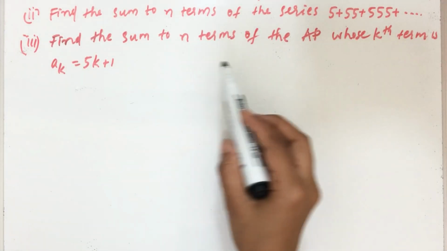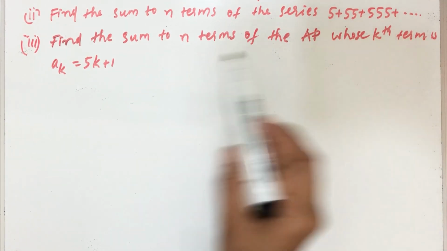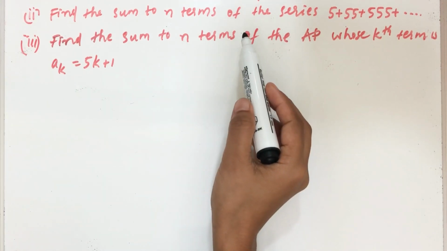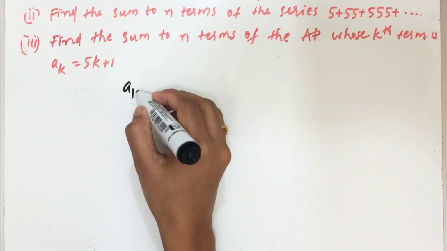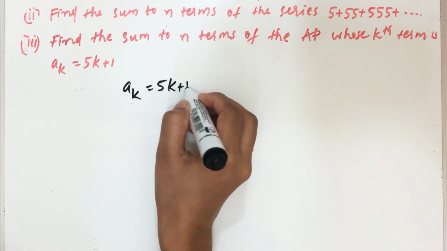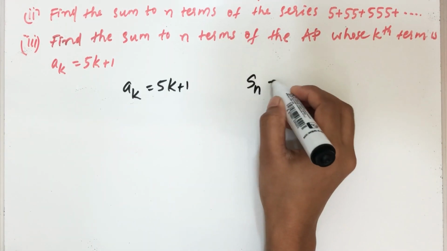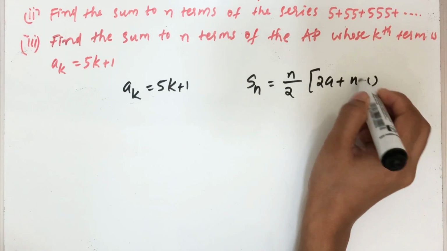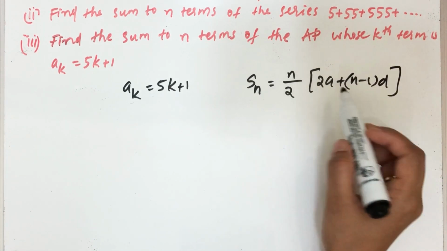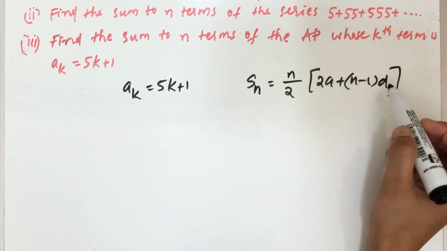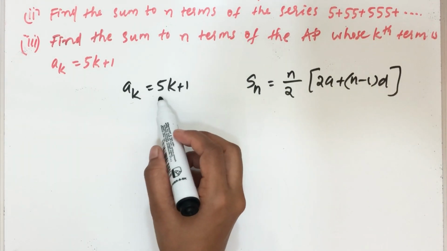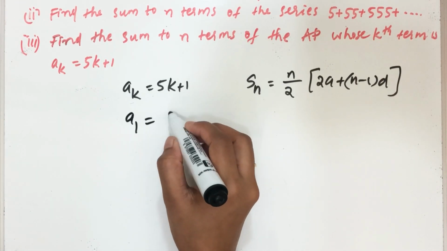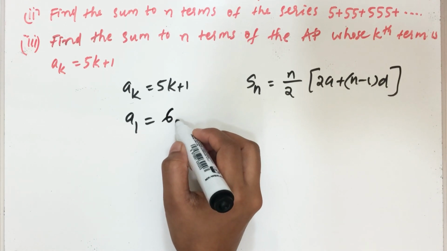Next question, find the sum to n terms of the AP whose kth term is ak equal to 5k plus 1. General term is given, we have to find sum to n terms. We know sum to n terms of an AP is Sn equal to n by 2 into (2a plus (n minus 1) into d). So to find sum to n terms, we need first term and common difference that we can find from this. First term, when k equal to 1, we get a1 equal to 5 plus 1, that is 6. So first term is 6.